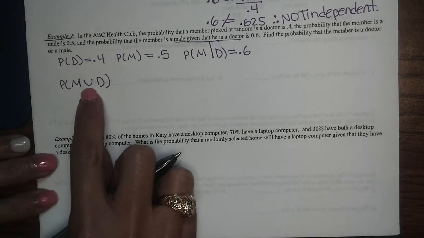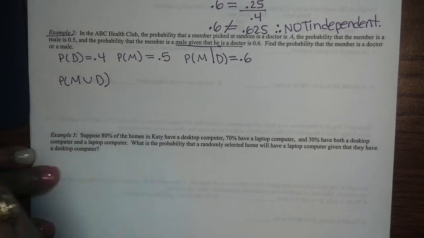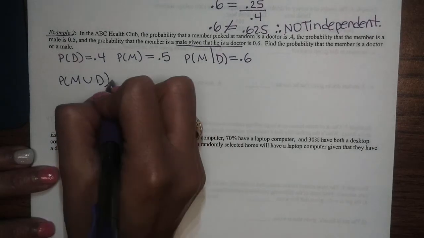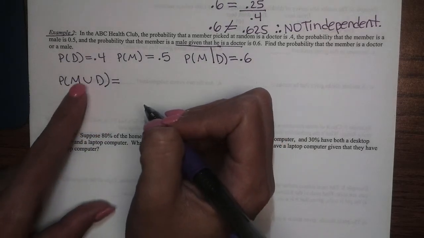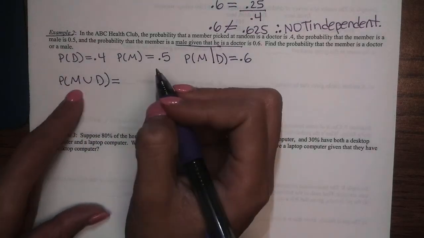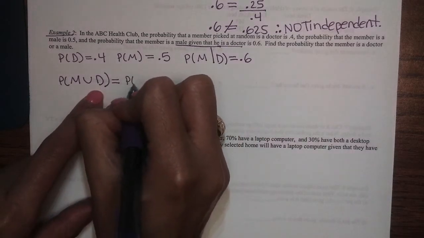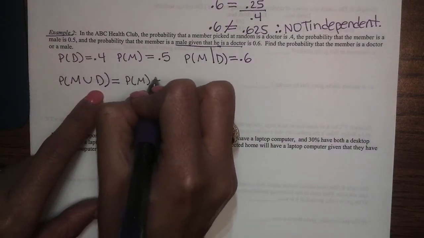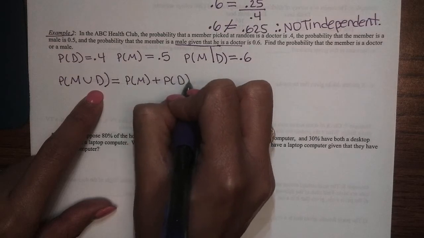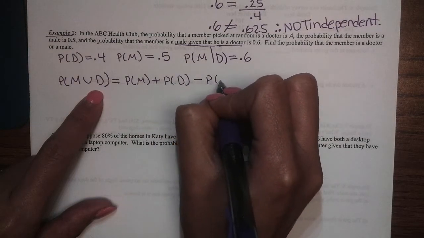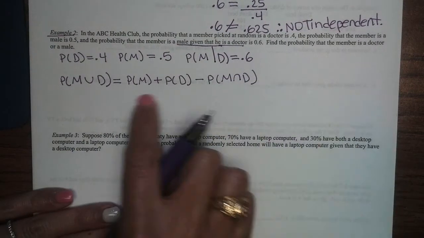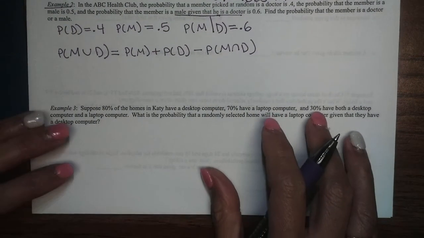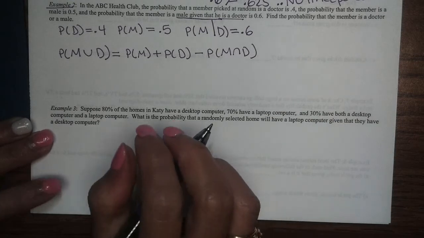So that's actually a formula that you were supposed to do on that first lesson asynchronously. There's a video for you to watch. Go watch it or look at the answer key. But the formula for A or B, or in this case M or D, is going to be the probability of M plus the probability of D minus the intersection of M and D. That's an intersection. So that's a formula that you do need to know and recognize from the asynchronous lesson.